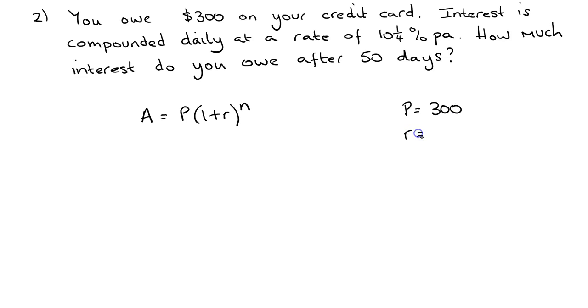R is our rate of interest. Now, our rate of interest is 10.25% per annum. But we have to look at how often the interest is compounded, and it's compounded daily. So we need to change this into a daily rate, not a yearly rate. So first of all, let's just put it as a decimal.